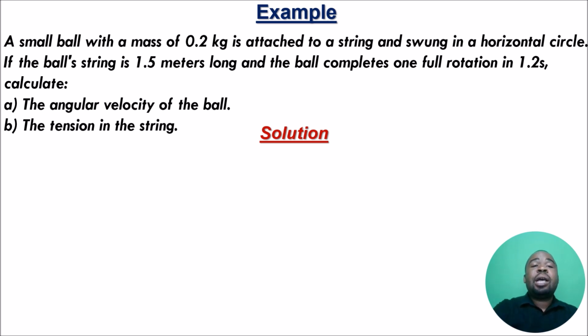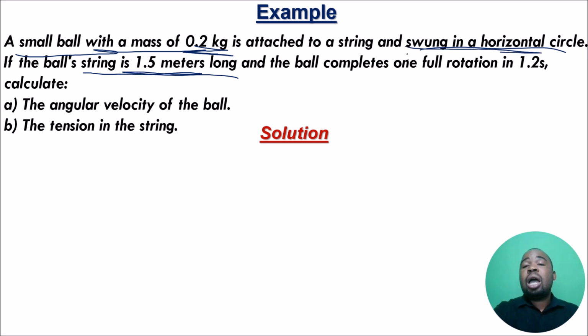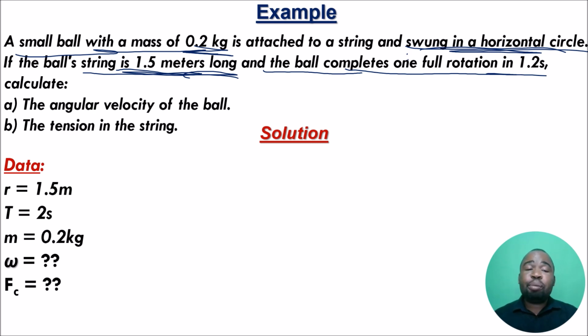A small ball with a mass of 0.2 kilograms is attached to a string and swung in a horizontal circle. If the ball's string is 1.5 meters long and the ball completes one full rotation in 1.2 seconds, calculate the angular velocity of the ball. Right, we need to collect our data. The radius is 1.5. The period is 1.2 seconds. One full rotation is the period. Mass is 0.2. We are looking for, on A, omega, which is angular velocity, and on B, centripetal force.